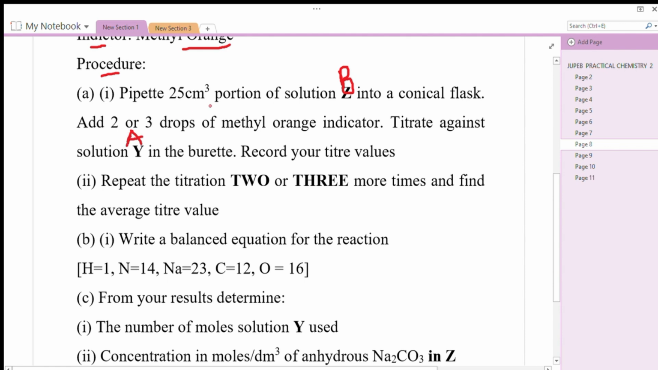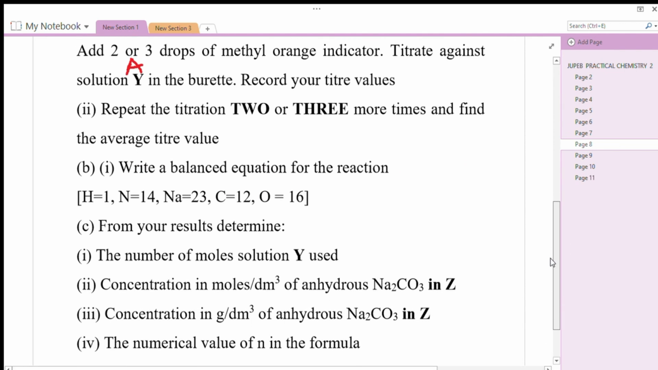I'm using A. I'm using B. You know what I'm doing. In the burette, record your titre value, repeat the titration two or three times, and find the average titre value. Question number one: write a balanced equation for the reaction.